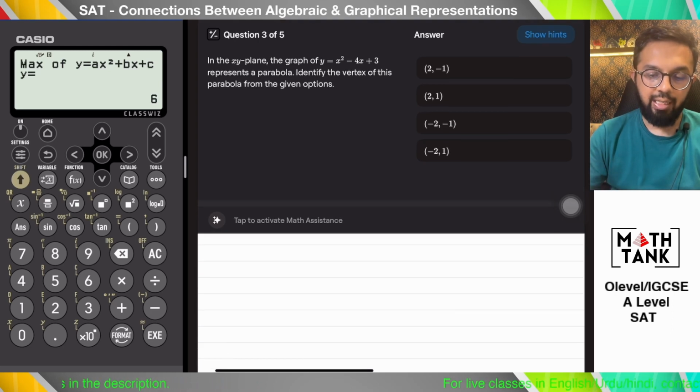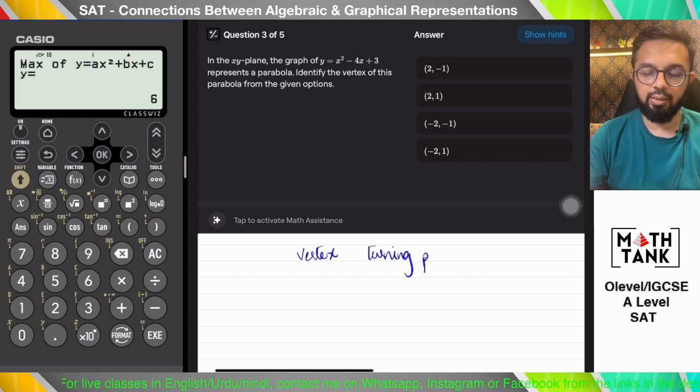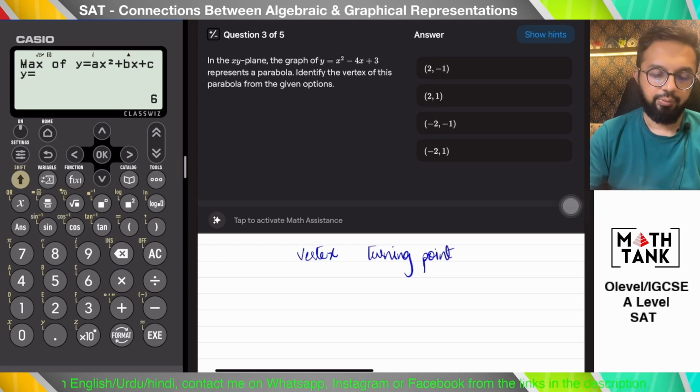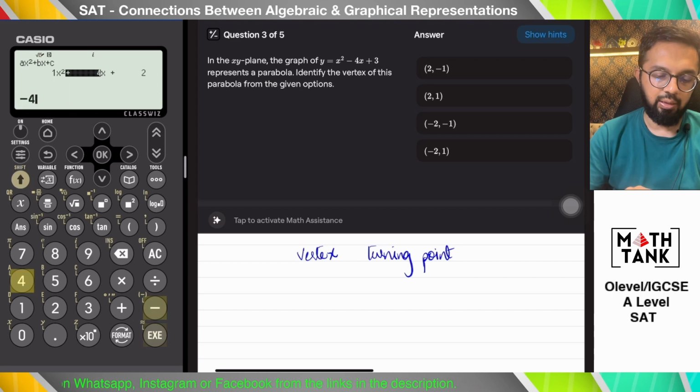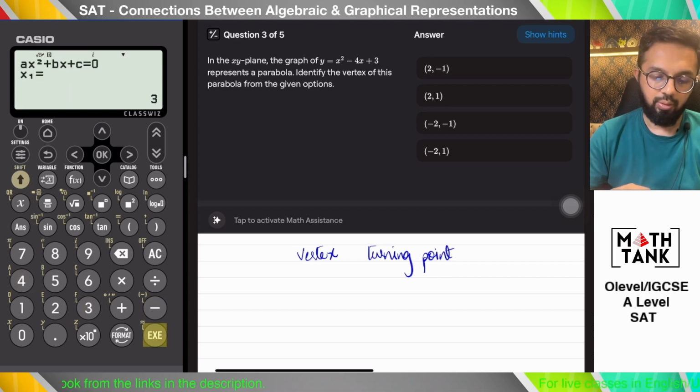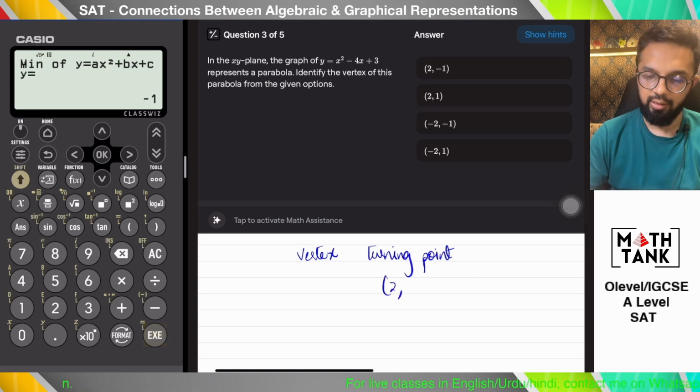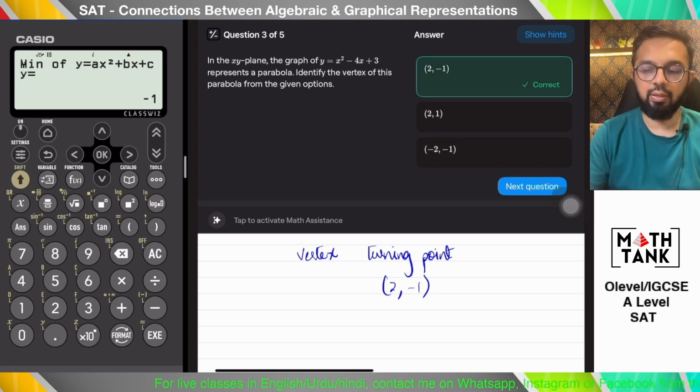Okay, a parabola. Identify the vertex. The vertex is the turning point. Again, my calculator can do this for me, so I'm going to use my calculator to do this. So 1, minus 4 and 3. Okay, where's the vertex? It's at 2 comma minus 1. Do I have that as an answer option? Yes. So that is the correct answer.